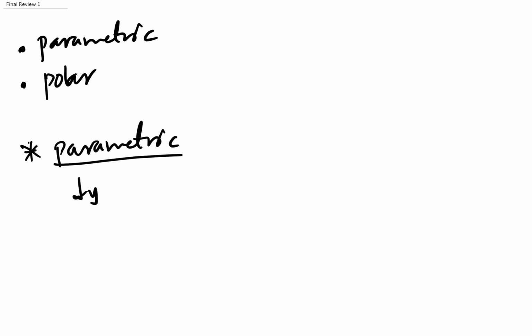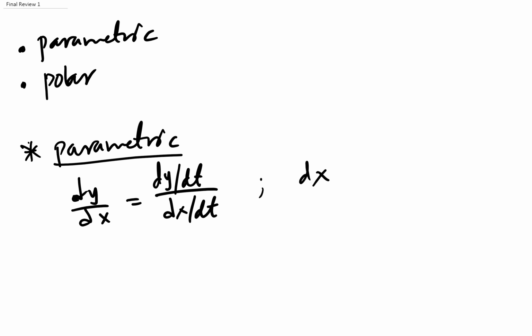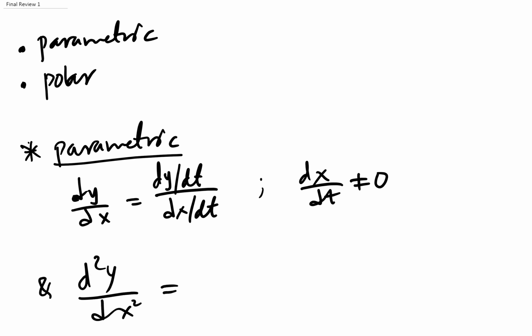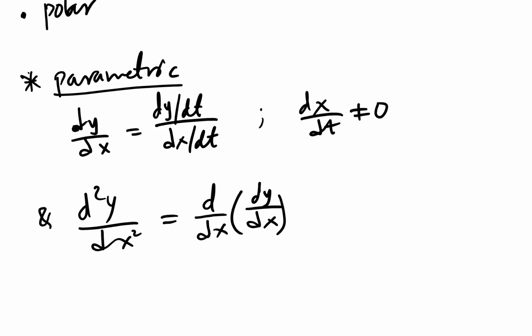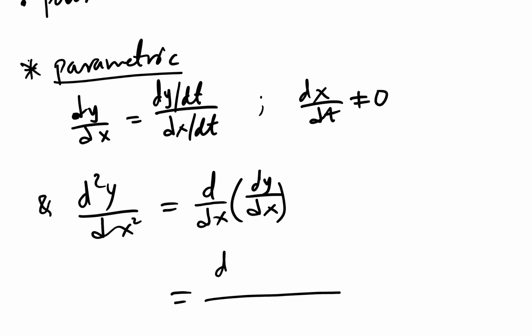We need to learn how to find the slope basically, which is dy/dx, or derivatives. That's dy/dt over dx/dt, provided that the denominator is not zero. The second derivative with respect to x is basically the derivative of the first derivative, and that would be the derivative of dy/dx with respect to t, over dx/dt.